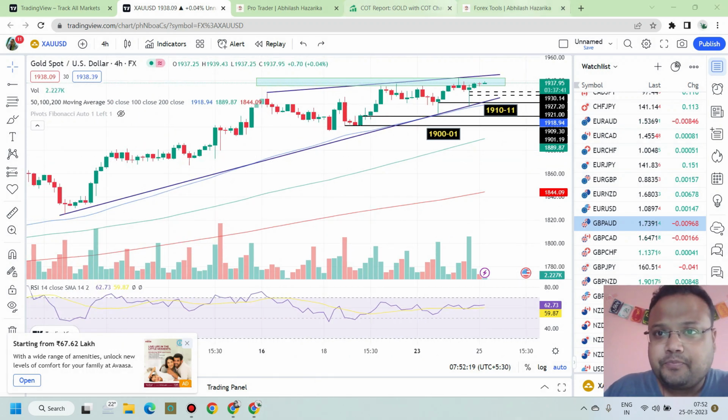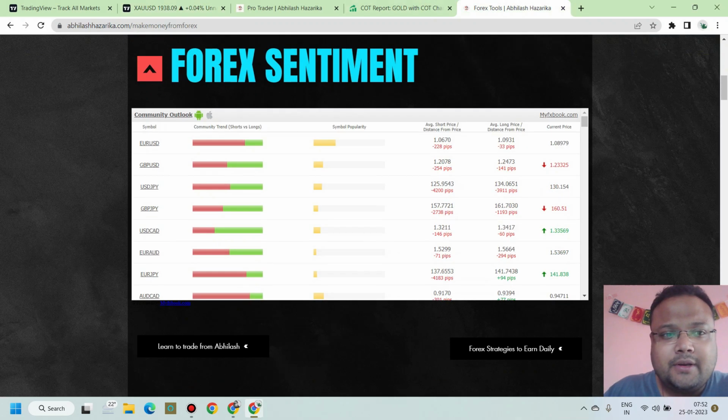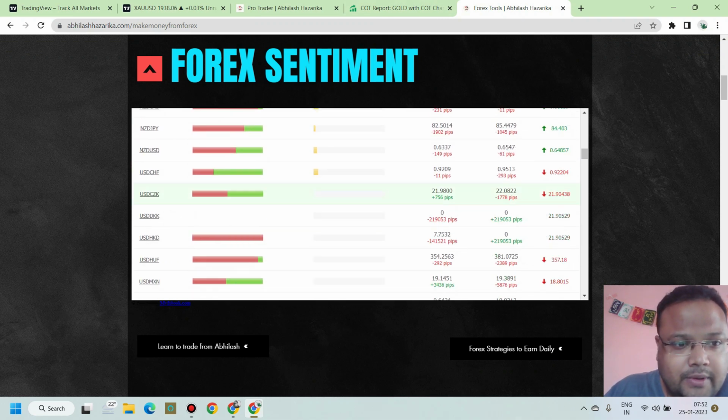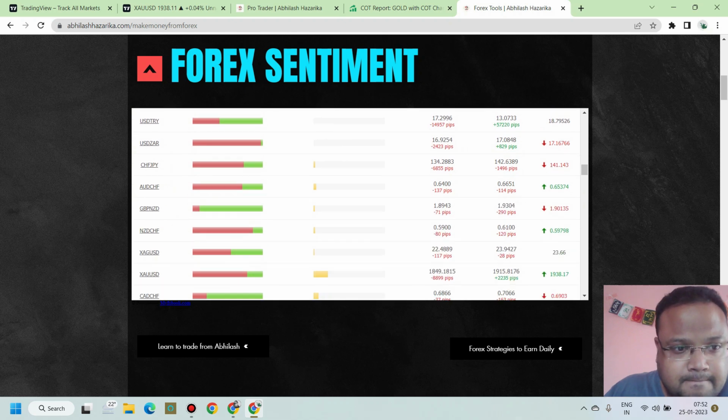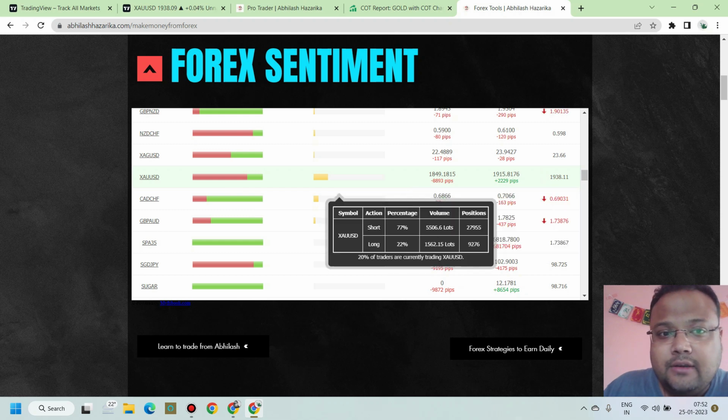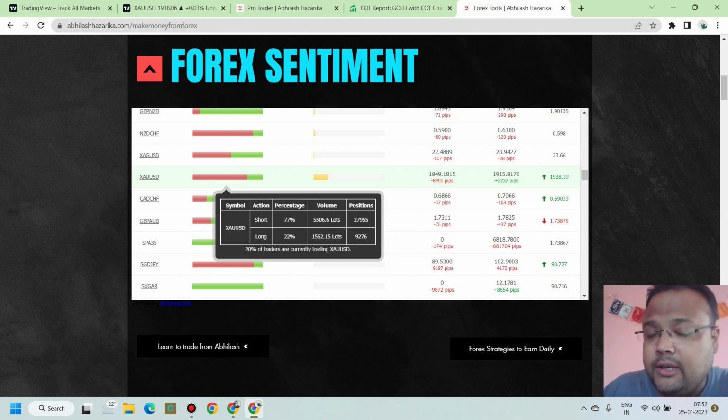There is no doubt. If you look at the sentiment meter here, it is the Forex sentiment meter. In the Forex sentiment meter, we can see that 77% of retail traders have taken a short position. Where have they taken the short position? Around 1849. And only 22% of retail traders are on the buy side.